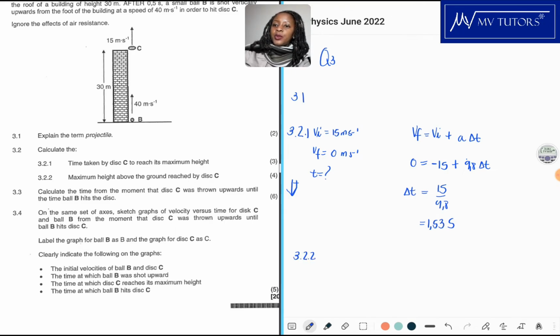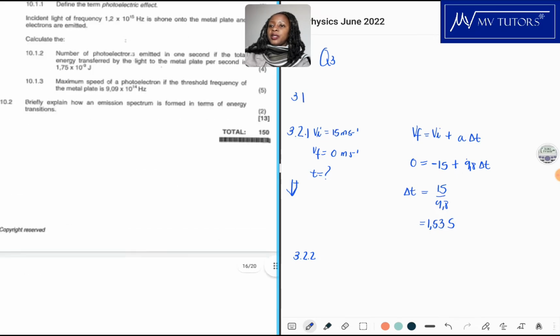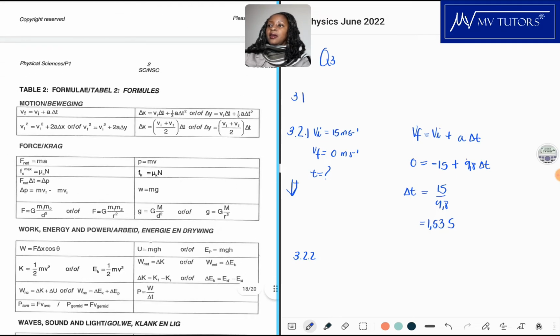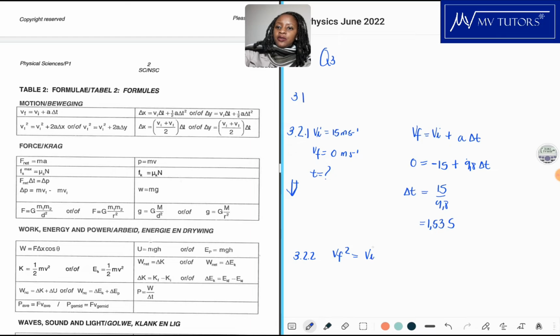Which equation are we going to use now? We have the final velocity, we have the initial velocity, and we're going to choose this equation: final velocity squared is equal to initial velocity squared plus 2g delta y. Why am I going for this equation? In the event that the time you calculated in 3.2.1 is incorrect, we need an equation that is independent of time, if possible.